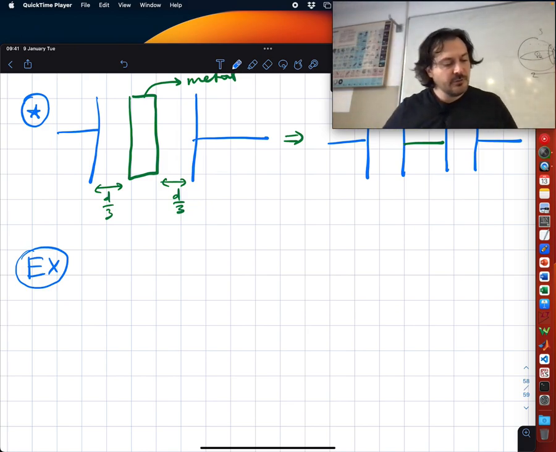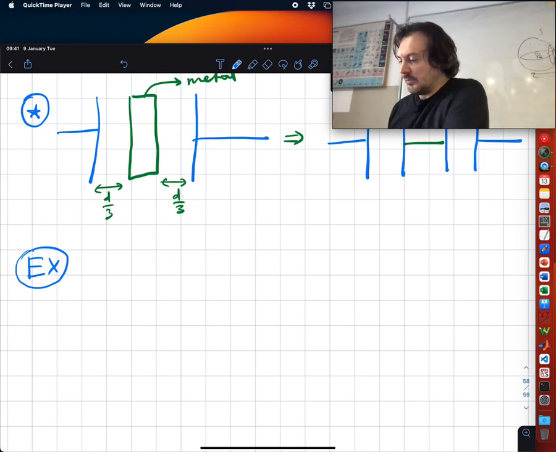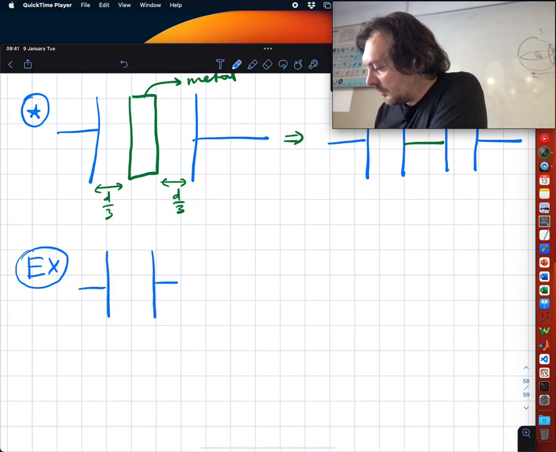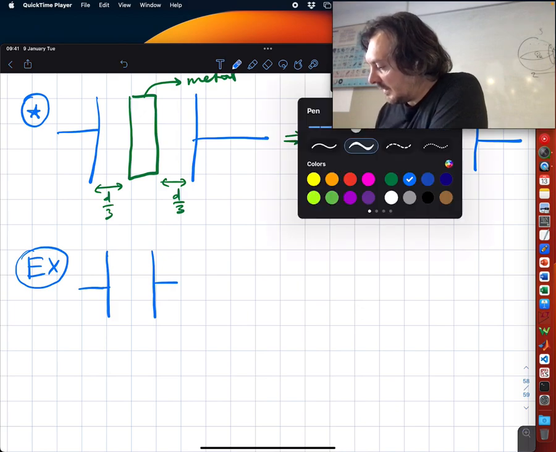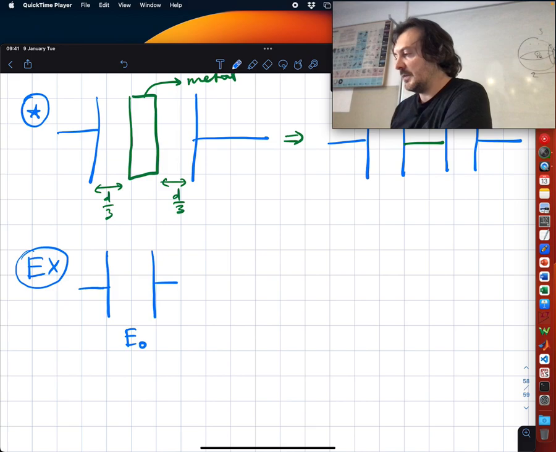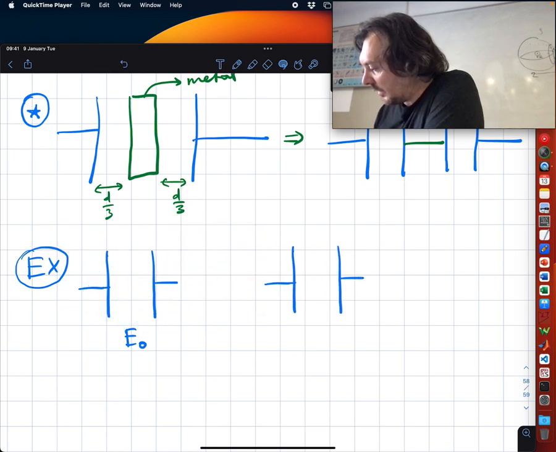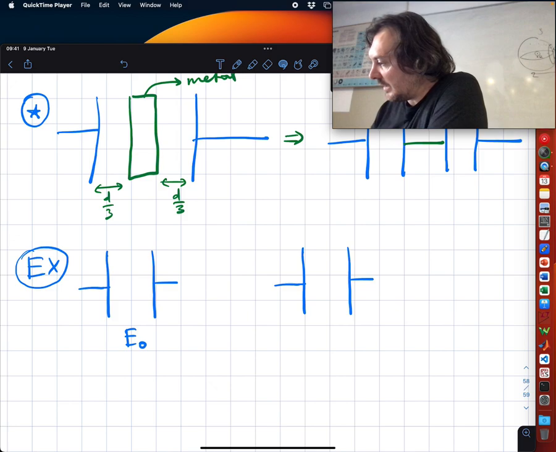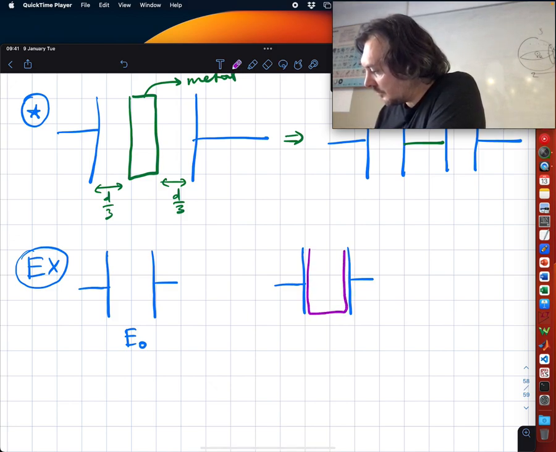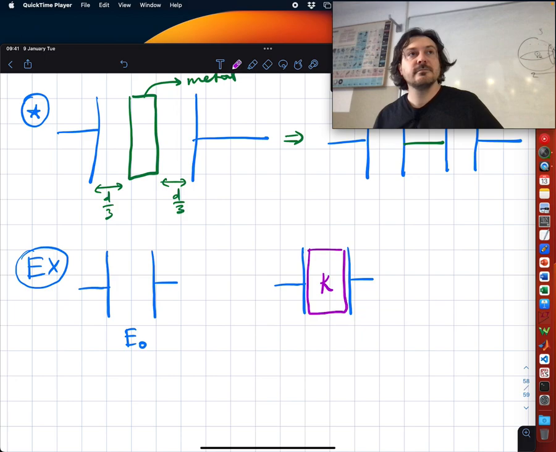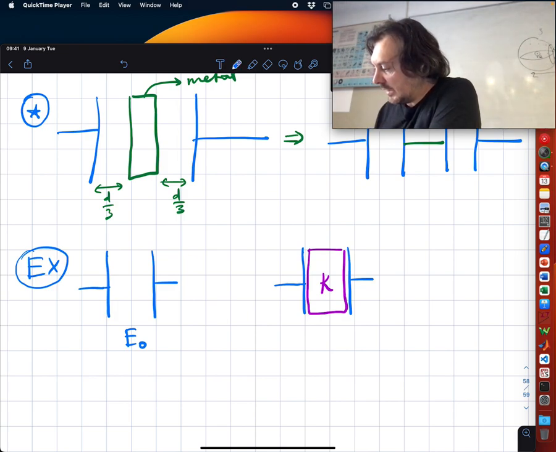To do this not so easy question, I first need to tell you what happens to the electric field when you have a dielectric. Over here, let's say the electric field is E0 for this system. When you put a dielectric in between, what happens to the electric field? Can you guess? Exactly. So E becomes E0 over K.